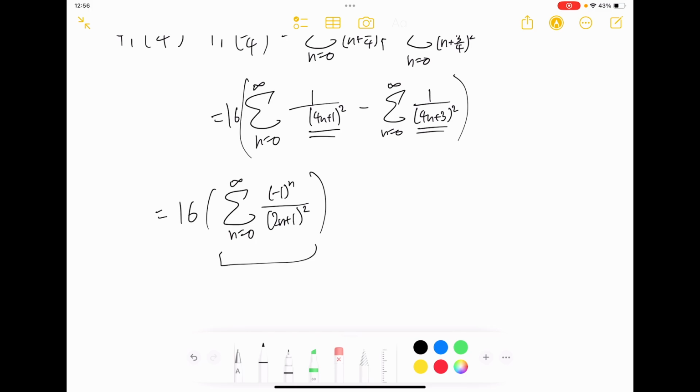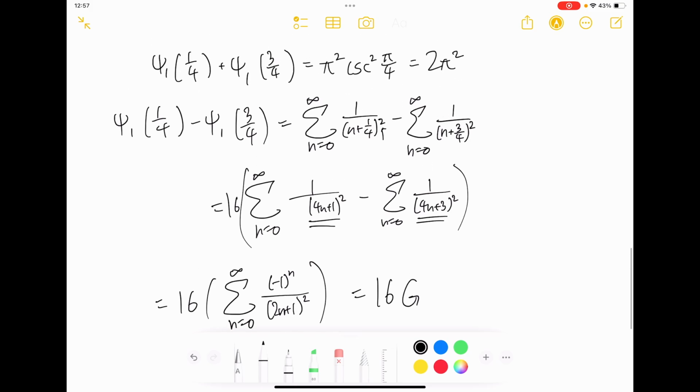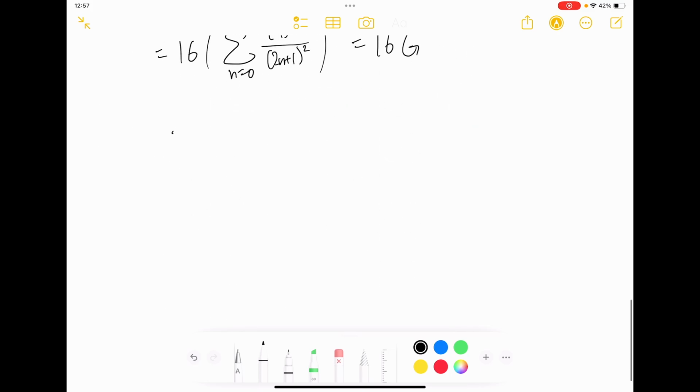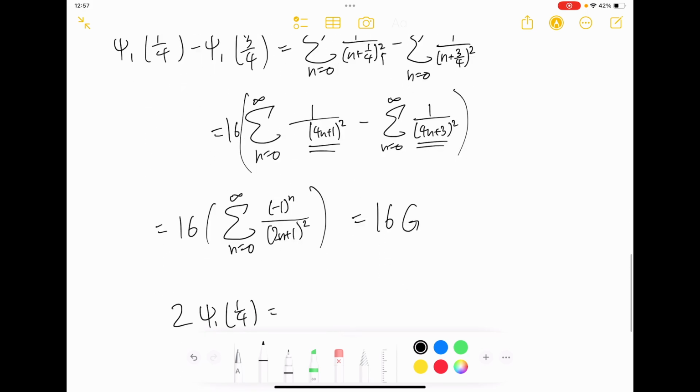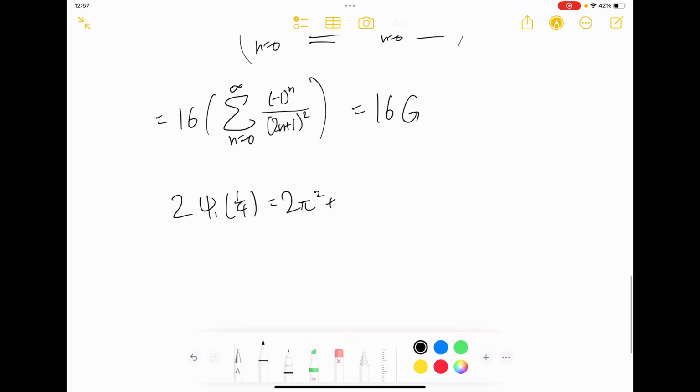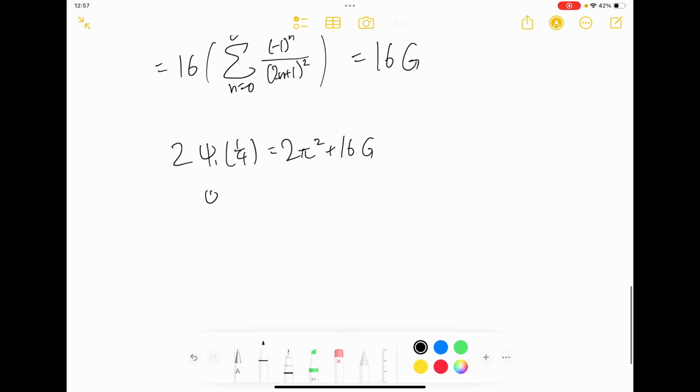And lo and behold, what do we have here? That is just Catalan's constant, because it's one of the definitions of Catalan's constant. That's Catalan's constant, and remember, this stemmed from this. And what happens when we add the two equations together? We get twice the trigamma function at a quarter being equal to 2 pi squared plus 16G. Dividing both sides by 2 gives us pi squared plus 8G.